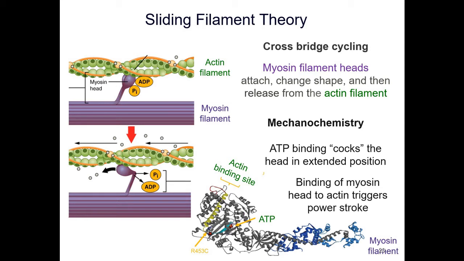We can understand this process in even greater detail by considering what is known about the mechanochemistry of the myosin filament head. When an adenosine triphosphate, or ATP, molecule binds to a myosin filament head, it acts to cock the head in an extended position. When the myosin head comes in contact with the actin filament, a power stroke occurs, in which the myosin filament head pulls itself back into its original shape.